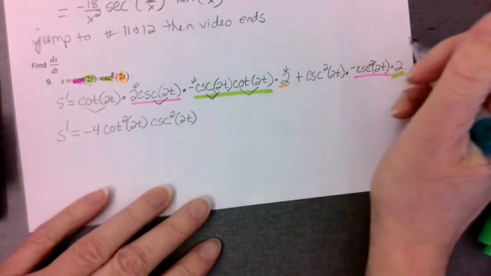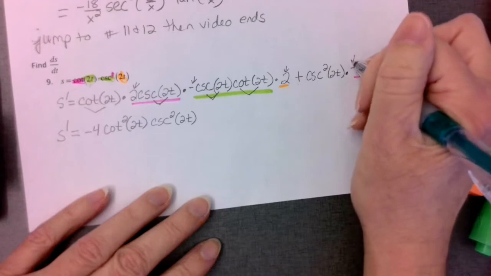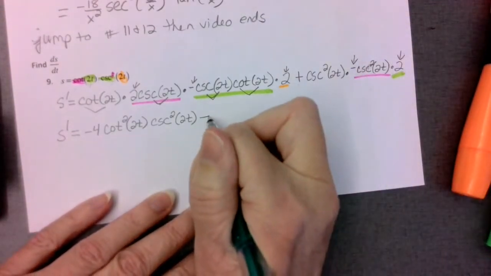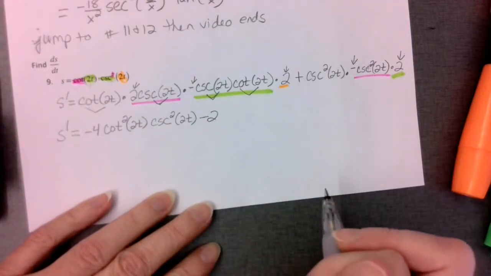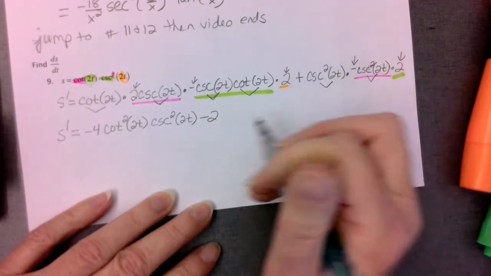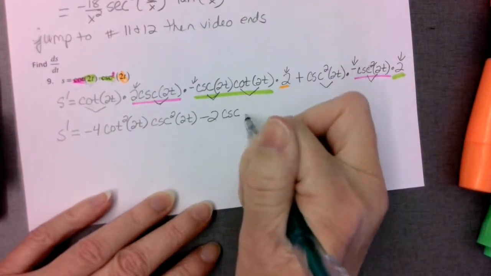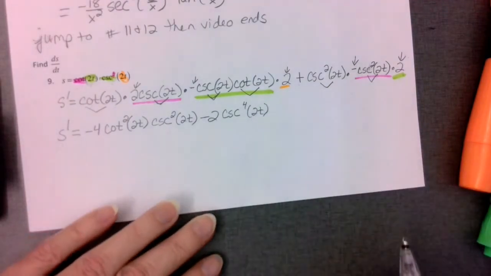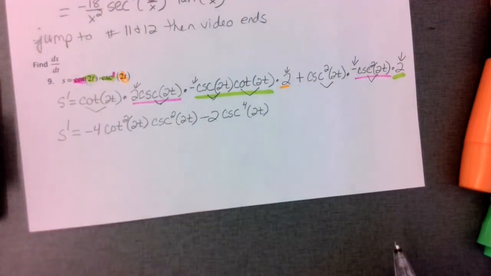Then I look for fronts again, negative 1 and constant at the end. So I'm going to say minus 2 times cosecant, cosecant. Put them all together, cosecant to the fourth of 2t. And there's my derivative.